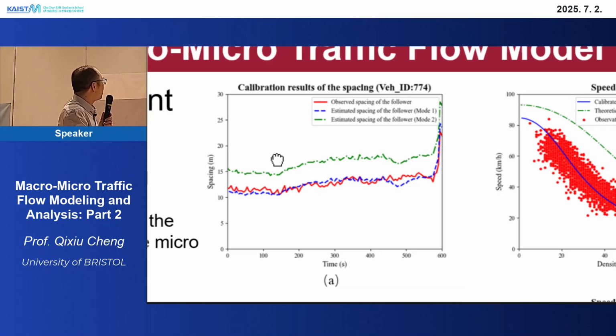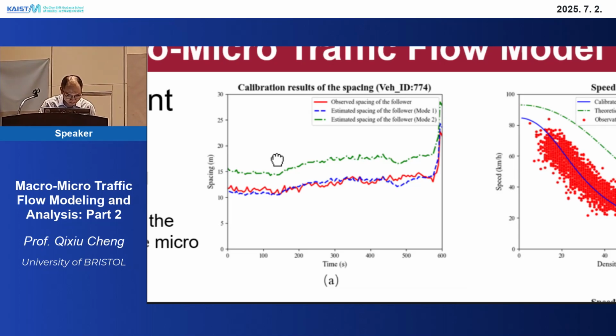Okay, now you can see if we directly calibrate using this blue curve, they are almost the same, they're very close. But if we first calibrate the macro model and then submit the macro parameters into the micro model, we will obtain these results. They're quite different.